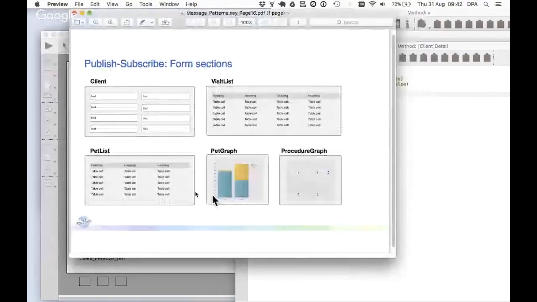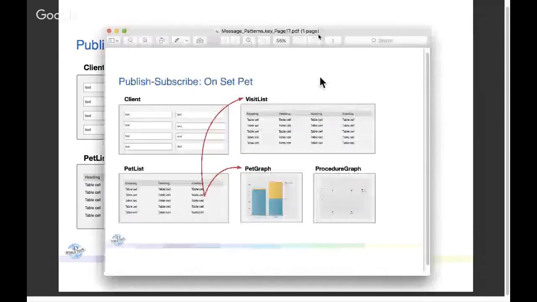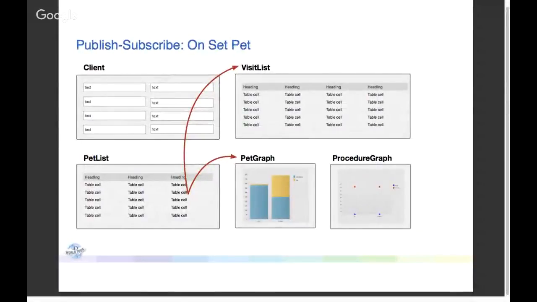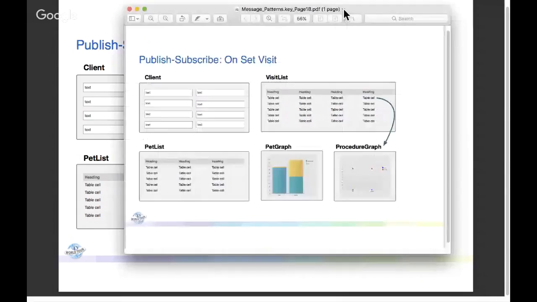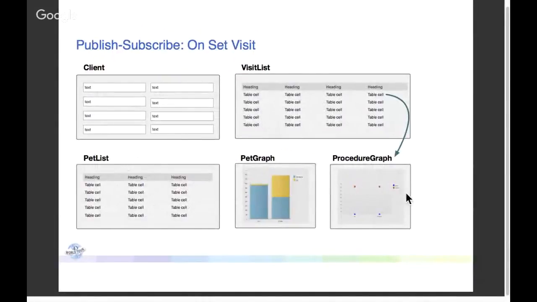So this little diagram here breaks down the components of this form. You got the client, you got the visit list, you got the pet list, you got the pet graph, and you got the procedure graph. And these things are connected, right? When you hit the client, the client loads the pet list, which loads the visit list and the pet graph. And the visit list loads the procedure graph. So there's all these sort of interconnections around on the form.